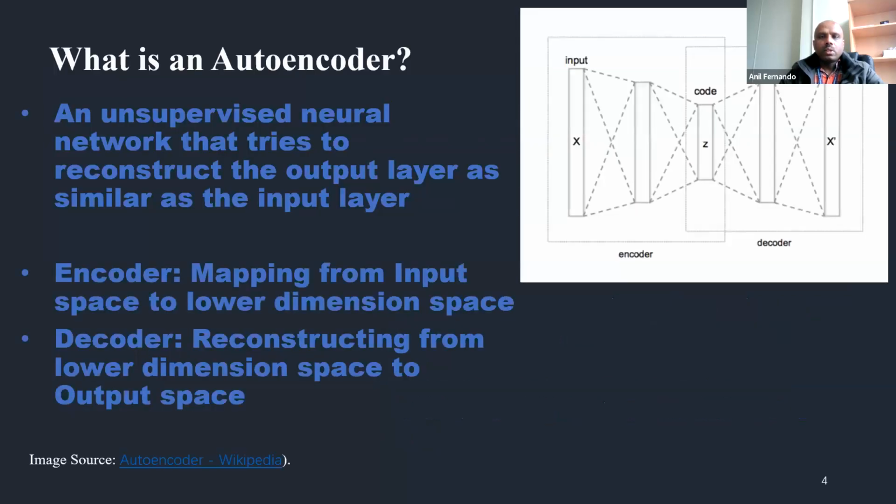So what is an autoencoder? It's a kind of unsupervised neural network that tries to reconstruct the output layer as similar as possible to the input layer. Starting with the image X on the input side, I reduce it to a latent vector space called Z here, and then Z is expanded at the decoder side to regenerate an image called X dash, which is quite similar to the input image X. The encoder is a mapping function from the input space to a lower dimension space, and the decoder does the reverse operation, reconstructing from the lower dimension space to the output space.